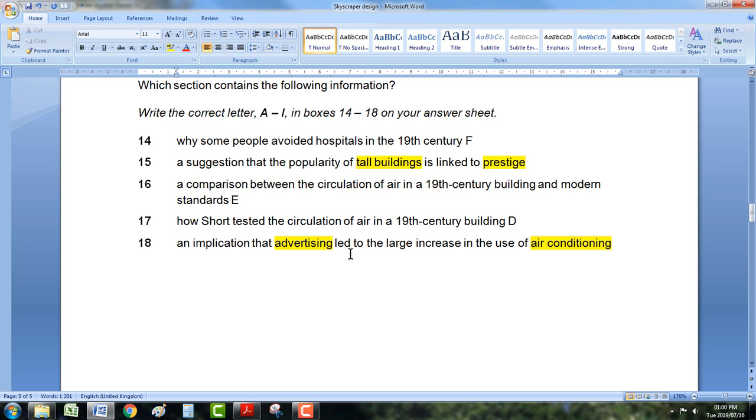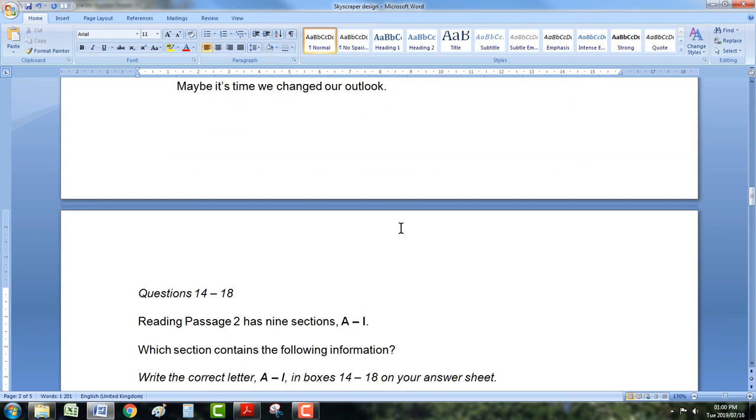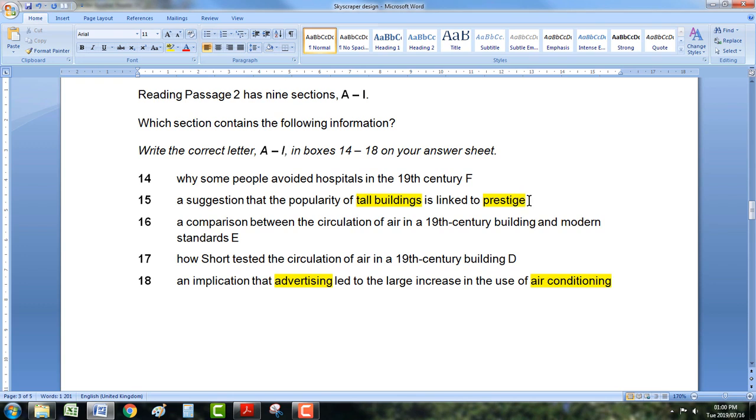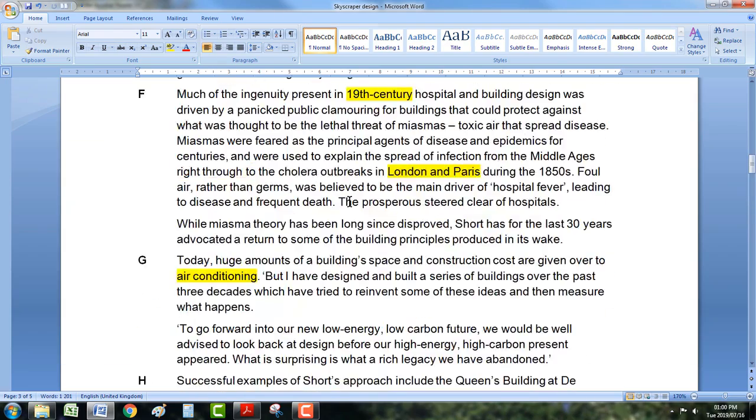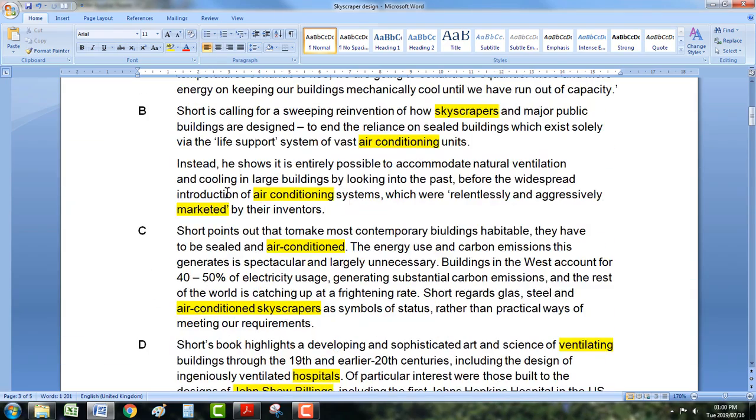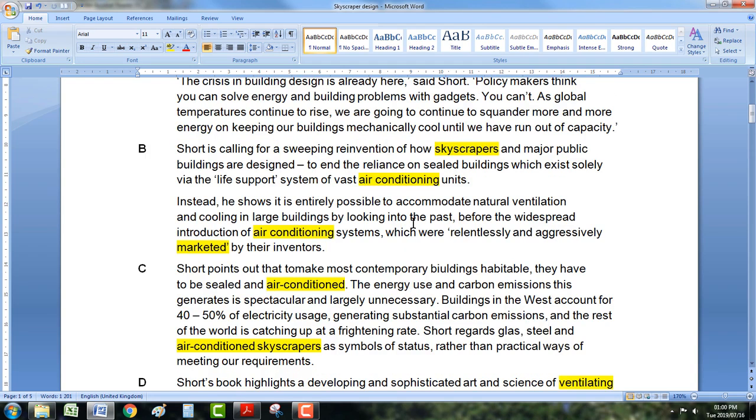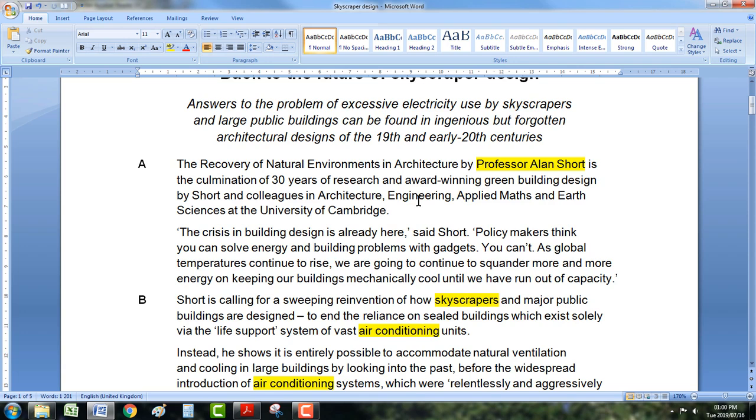So now you need to really just read in detail. There's no other way to do it. A suggestion that the popularity of tall buildings is linked to prestige. Maybe you don't know what prestige is. Let's try this one. Advertising led to the large increase in the use of air conditioning. And that, as I said over here they mentioned advertising, air conditioning was over there. I wish I could have told you an easier way to find that, but there isn't.